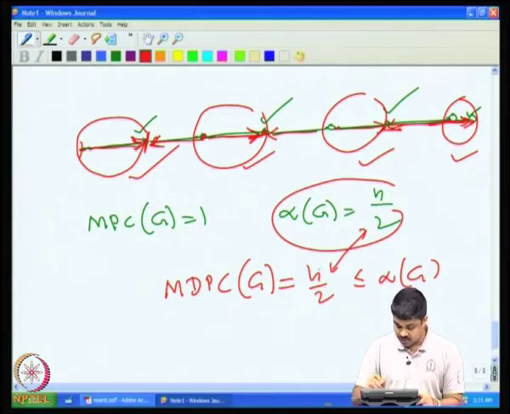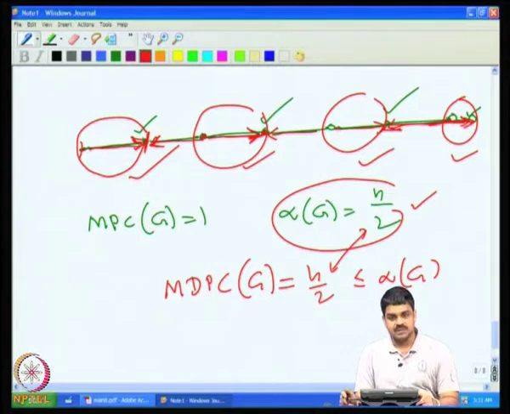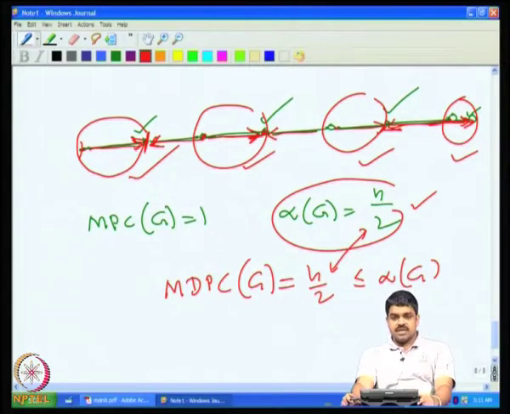So it has reached here, but still it is less than or equal to alpha of G, interestingly. But look, the way we have oriented the edges, the cardinality of the minimum directed path cover has gone up to n by 2 and it touched alpha. So this is only a simple example. Is it possible that I can have some complicated examples such that it may cross alpha? So maybe the theorem itself may not be true, that comes to our mind.